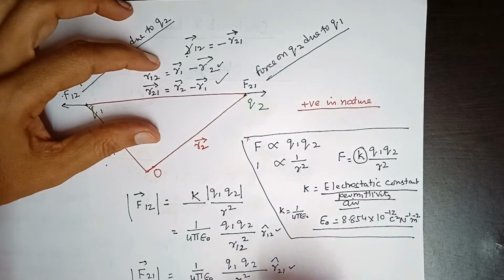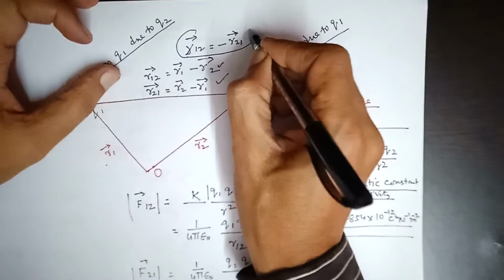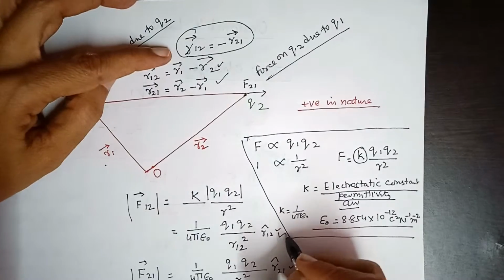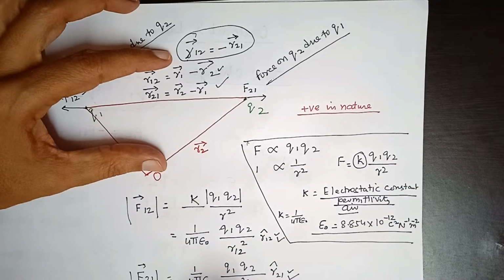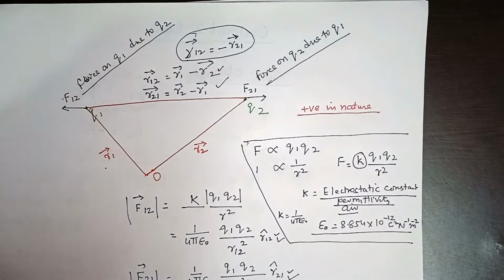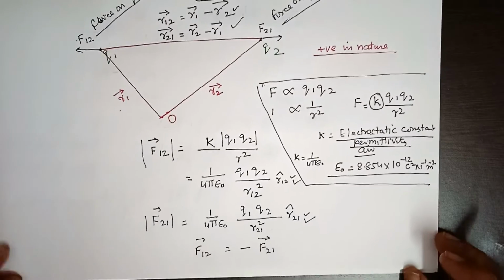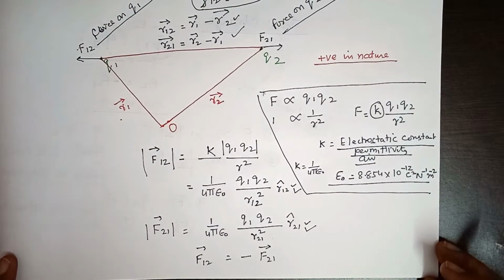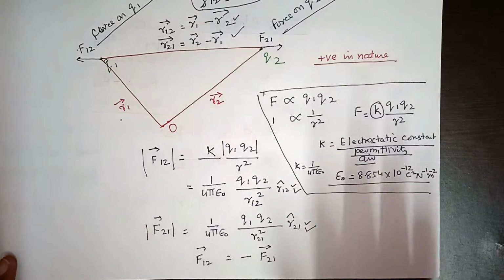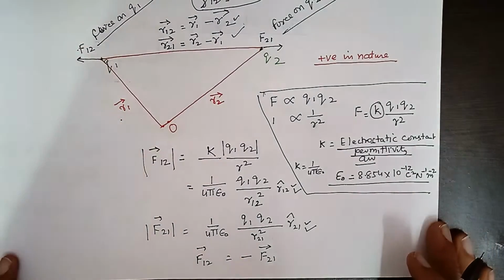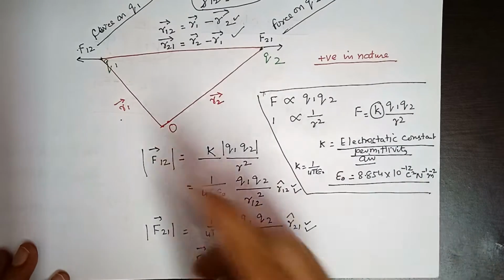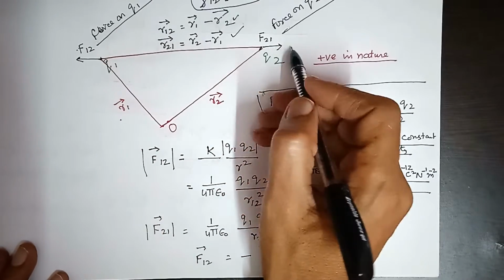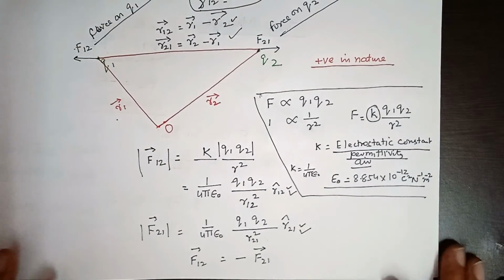Now we see that R12 is the negative of R21. So we say that F12 is equal to negative of F21. Means by magnitude they are the same, they are equal, but if we say direction, then they are opposite to each other. See, F12 is in this direction and F21 is in this direction.